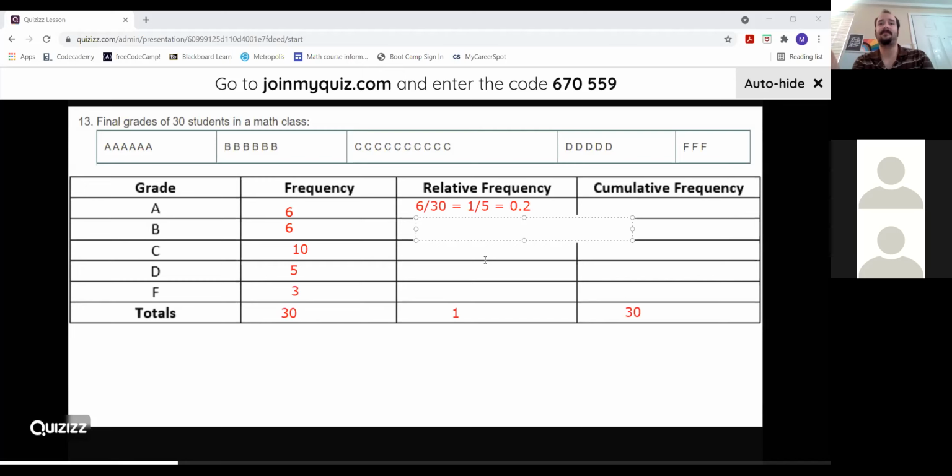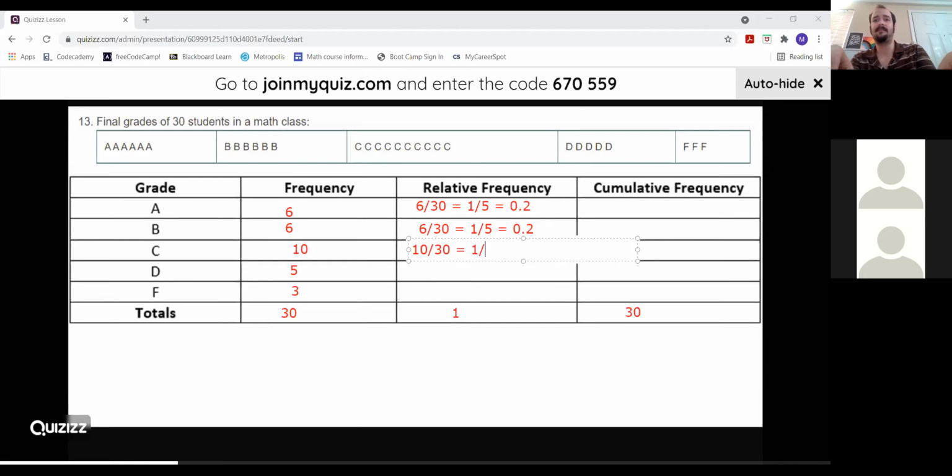Same thing here. We still have 6 of them out of 30. This is 1/5 or 0.2? And I'm going to write it as the fraction first. 10 out of 30 is 1/3, which is 0.333 repeating.